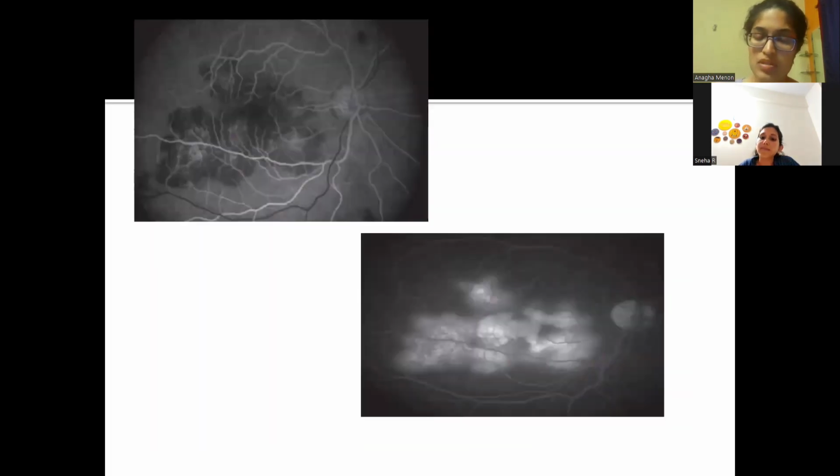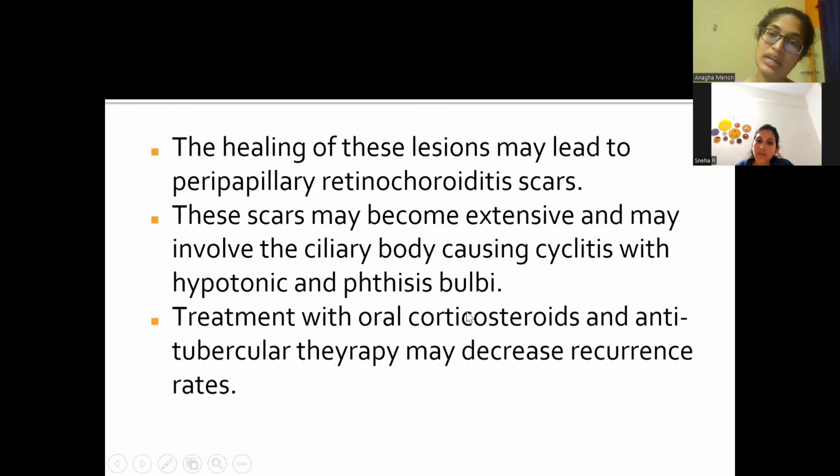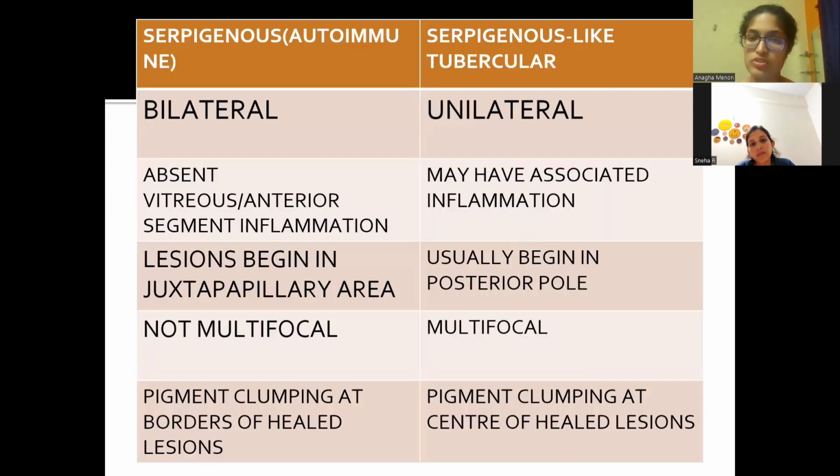This is the same serpiginous choroiditis on your fundus fluorescein angiography. So one very characteristic feature that we have with this is the early hypofluorescence and the late hyperfluorescence. So it takes up the dye at a later stage. Okay, so the healing of these lesions may lead to scarring, and the best treatment is with oral corticosteroids.